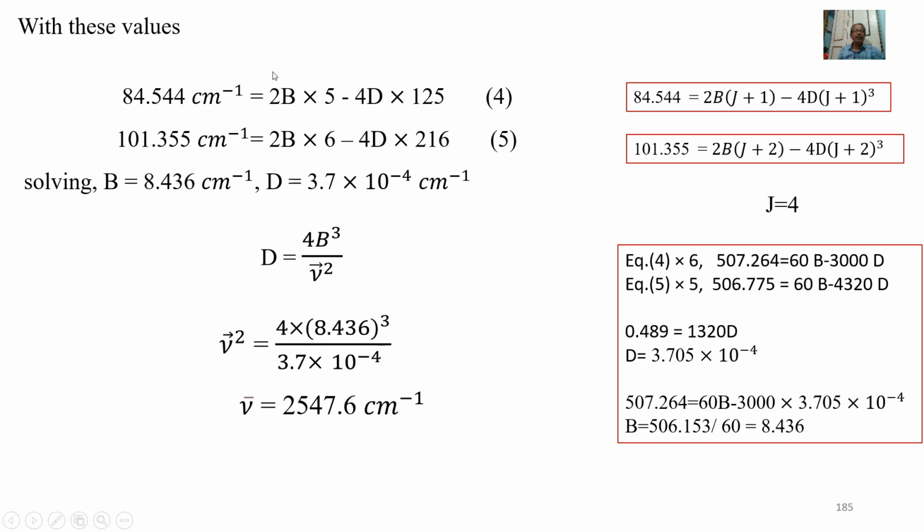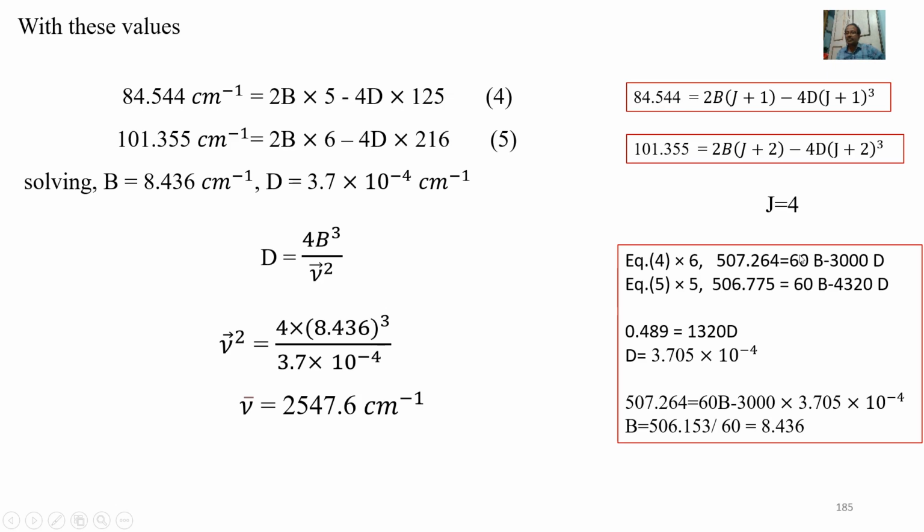Two equations are there, two unknowns are there. We can solve easily to get the unknowns b and d. Now equation 4 multiplied by 6 will give this equation, and equation 5 multiplied by 5 will give us this equation. Now we just subtract this equation from this equation.